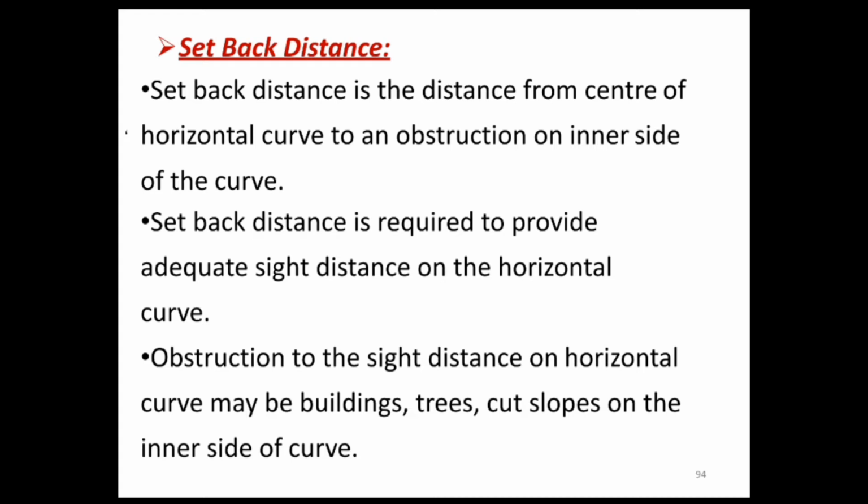Setback distance is the distance from the center of the horizontal curve to an obstruction on the inner side of the curve. In the design of the horizontal alignment, the side distance along the inner side of the curve should be considered. Where there are side obstructions like buildings, cut slopes or trees on the inner side of the curve, either the obstruction should be removed or the alignment should be changed in order to provide adequate side distance.